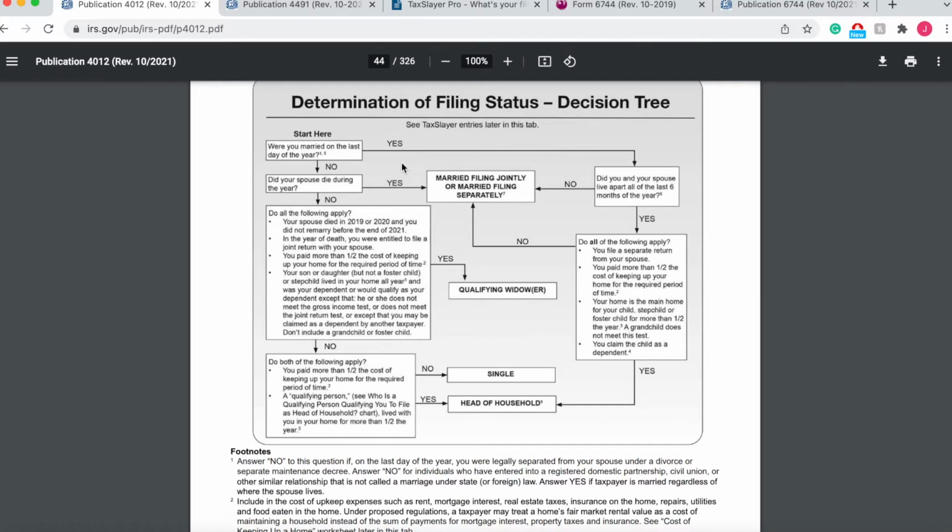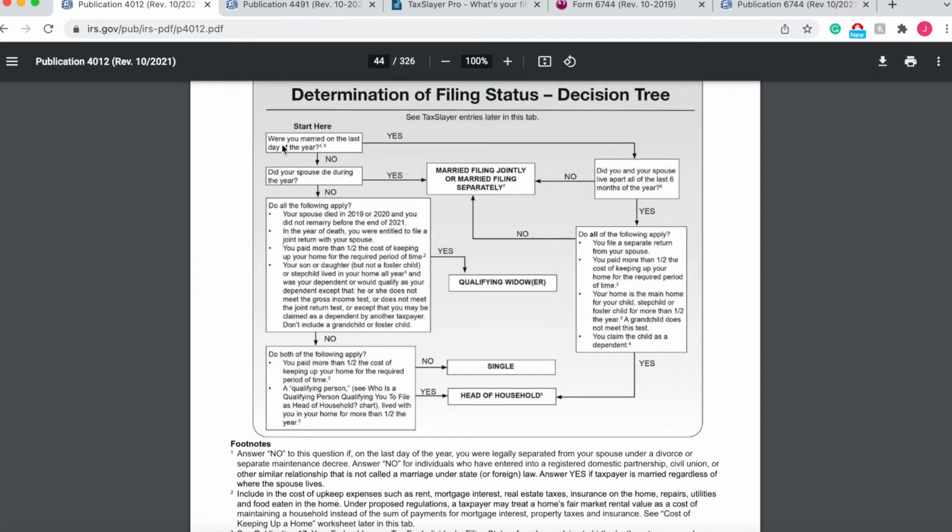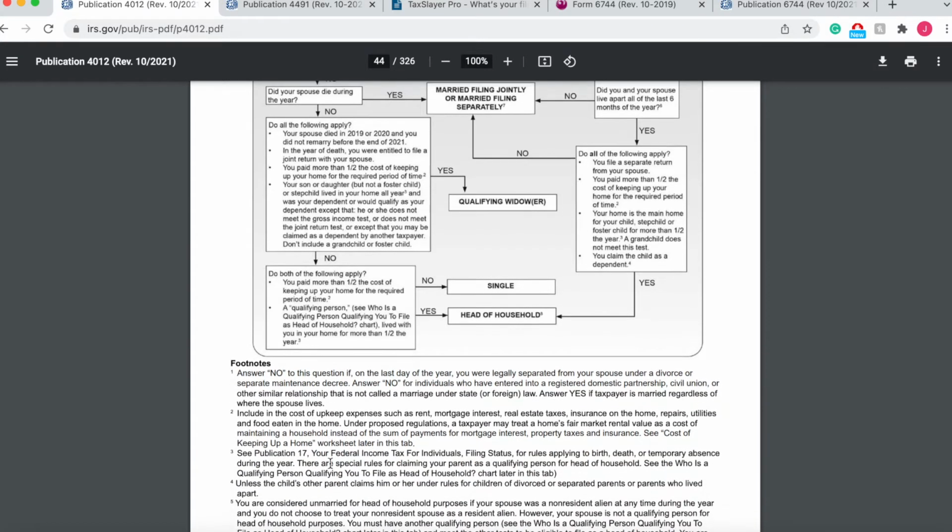And so the first question in the decision tree with regard to filing status is, were you married on the last day of the year? So she was not. But again, we see here we have 1 and 5 as footnotes as exceptions. And so we're going to check the footnotes. It says, answer no to this question if on the last day of the year you were legally separated from your spouse under a divorce or separate maintenance decree. Answer no for individuals who have entered into a registered domestic partnership, civil union, or a similar relationship that is not called a marriage under state or foreign law. Answer yes, taxpayer is married regardless of where a spouse lives. That doesn't affect our answer at all, so we're still good.